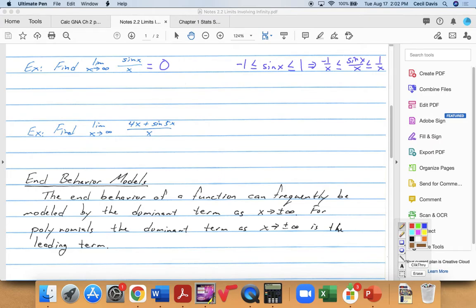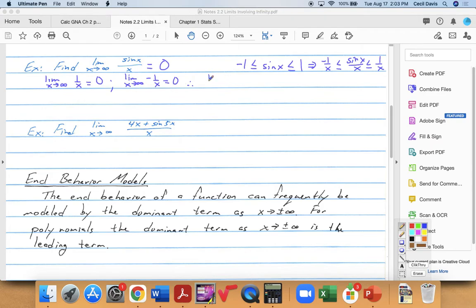Okay. So then I can find, well, what's the limit as x goes to infinity of 1 over x? Zero. Right? You're dividing by bigger and bigger numbers. And the limit as x goes to infinity of negative 1 over x. Oh, it's still 0.